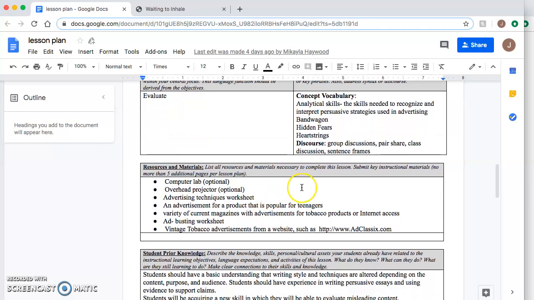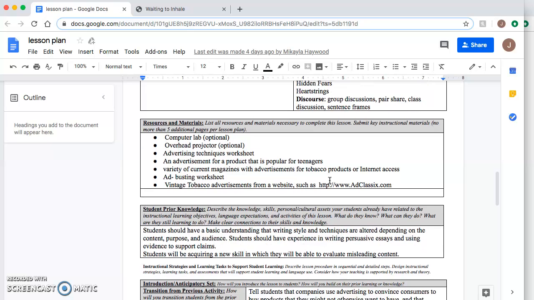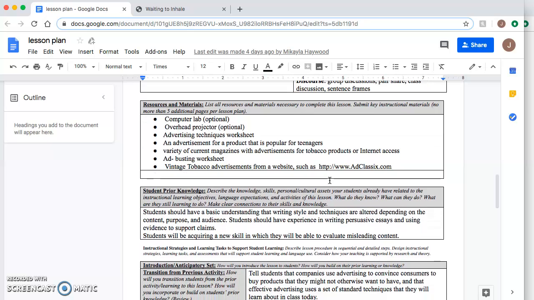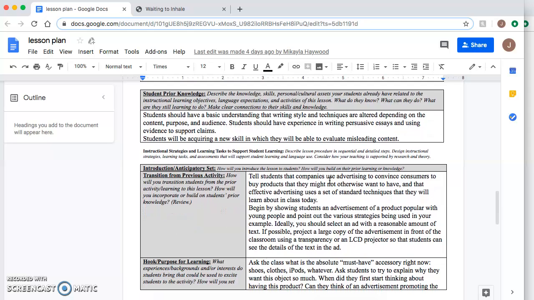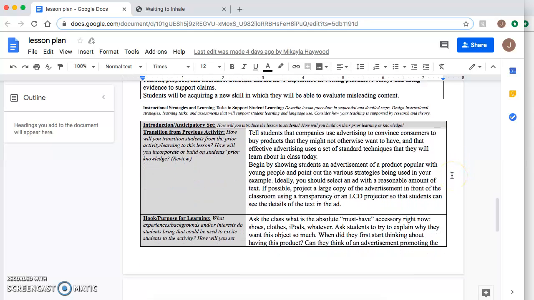And following with the resources and materials is pretty straightforward. That was all laid out in the lesson. And the student prior knowledge is basically what the students are bringing to the table, and how it's important for us as teachers to know what they already know, or what they've already practiced, or what skills they already have or are developing. And it's good to include things that they're still working on, and then how this lesson plan can utilize that and expand on it as well.